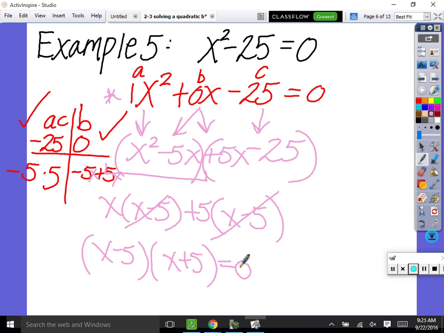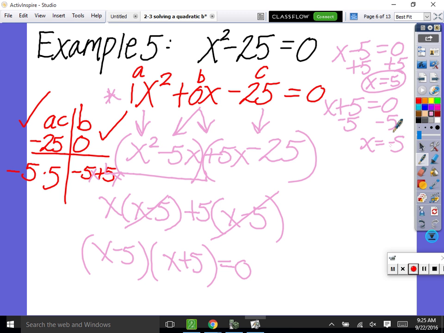Okay, so now we'll set each of those equal to 0. I'm going to go over here. So we have x minus 5 equals 0, and we have x plus 5 equals 0. Solve for x. So we'd add 5, x is equal to 5. We'd minus 5, x is equal to negative 5.